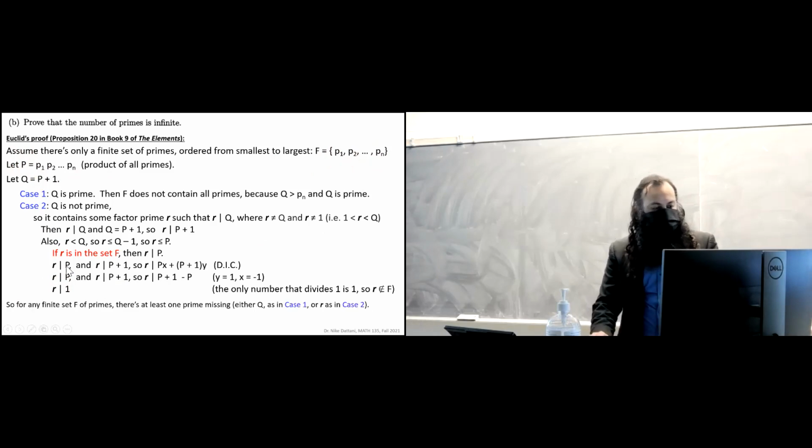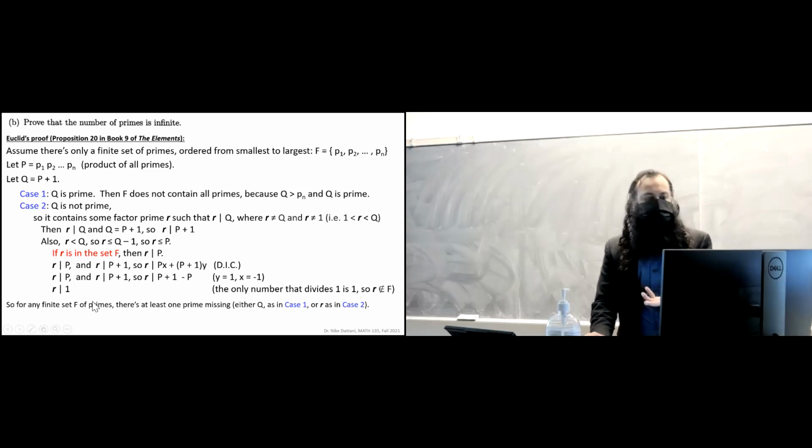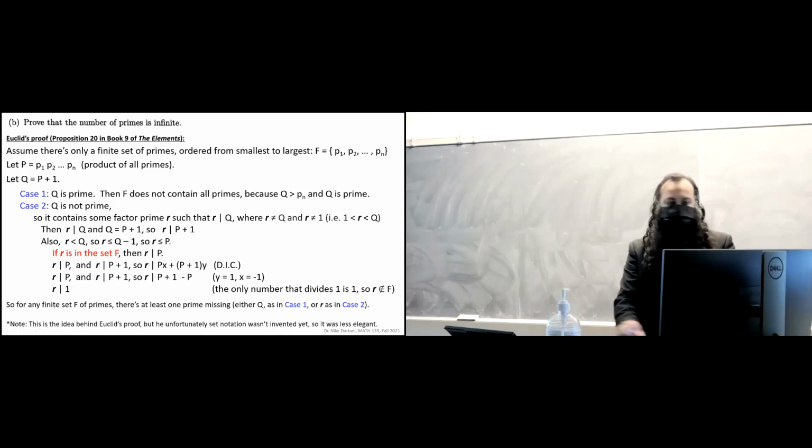So that means that for any set of F primes, whatever that set is, I haven't told you which primes these are, that's just a finite set of primes, there's at least one prime missing. In case 1, it's Q that's missing. In case 2, it's R that's missing. R is a prime that's not 1 and not Q. And it's definitely not in this set, because if it's in that set, that implies that R divides 1, which is not true.